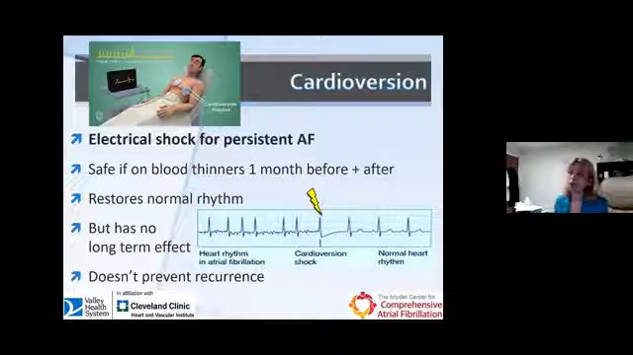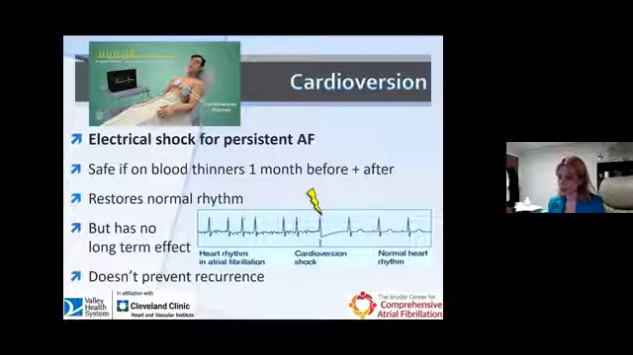Cardioversion is a procedure we often use to restore normal rhythm in people who are in persistent atrial fibrillation. So atrial fibrillation, if it doesn't stop on its own anymore, we call it persistent atrial fibrillation. Cardioversion is a shock procedure that can be safely done if the patient is on blood thinners. It's done under sedation. It's not painful because you're asleep. It usually resets normal rhythm.